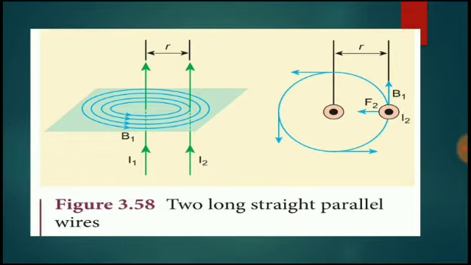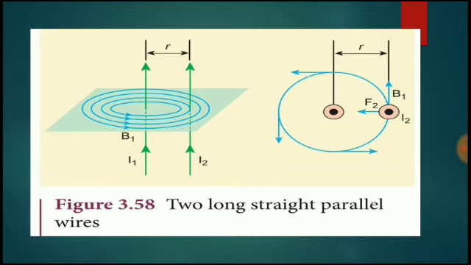See, this is one conductor carrying current I1 and this conductor carries I2. Both are parallel to each other. These two conductors are separated by a distance R. One conductor is taken as A and the other conductor is taken as B. And the electric current flows through the two conductors in the same direction.